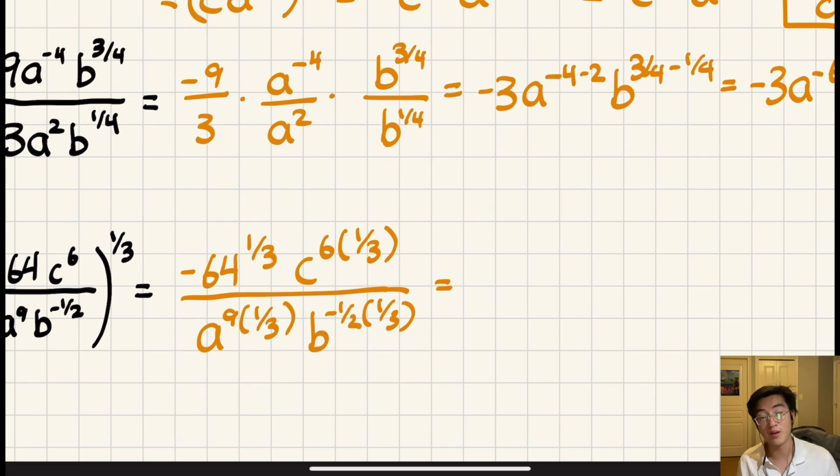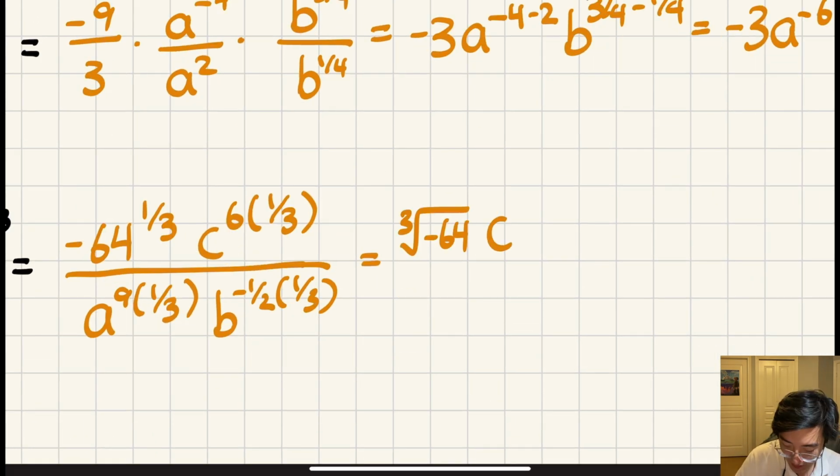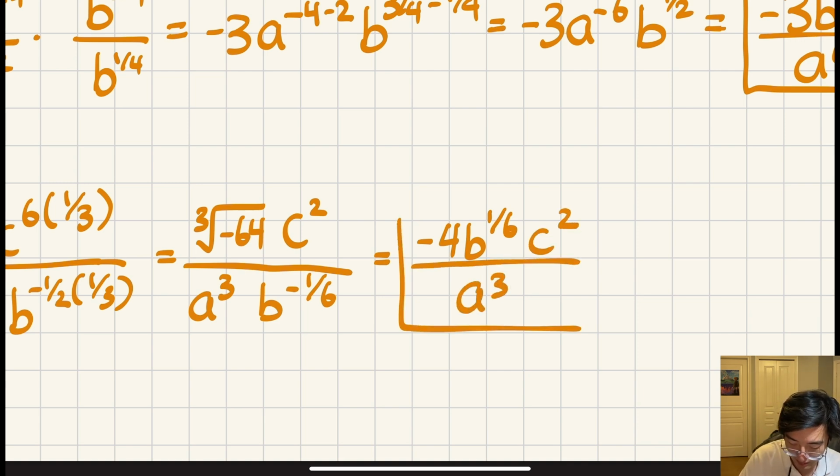Negative 64 to the power of 1 over 3 is the same thing as the cube root of negative 64. c to the power of 6 times 1 over 3, this is just 2. 9 times 1 over 3 is 3. And then negative 1/2 times a third is negative 1/6. The cube root of negative 64 is negative 4 right here. We have to get rid of this negative sign somehow. So we flip this b, so we go from the denominator to the numerator. So we have b to the power of 1 over 6, positive, and then c squared. And then we have a to the power of a third.